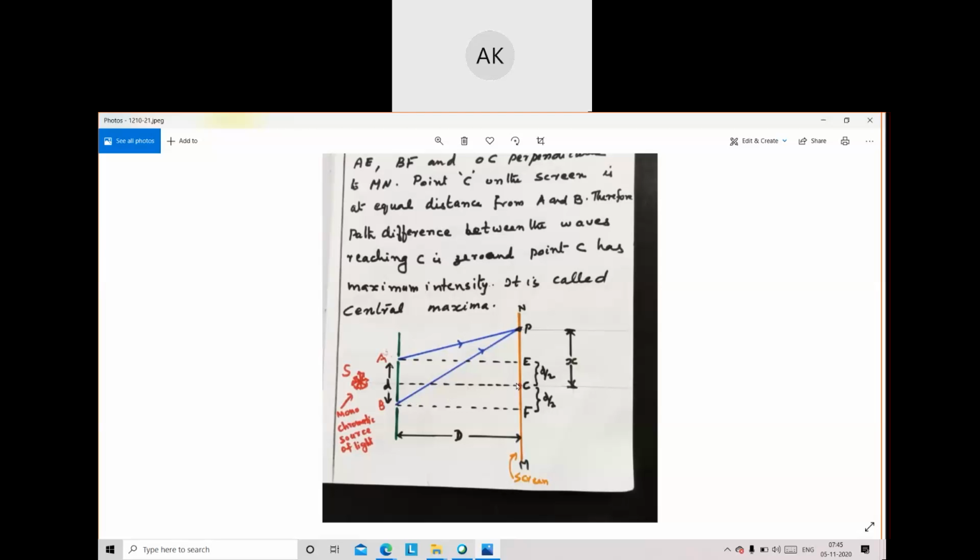They are having equal length, so path difference is 0. When path difference is 0, will we get constructive or destructive interference? Path difference 0, center one. Will it be bright or dark? Can you tell? Path difference 0. Will it be bright or dark?